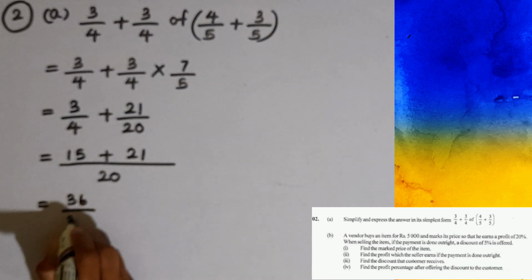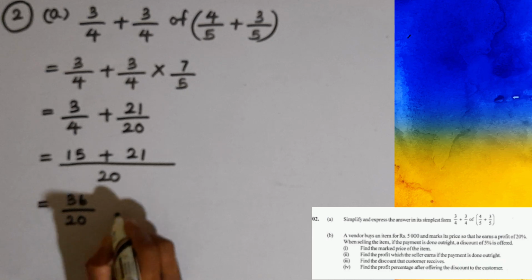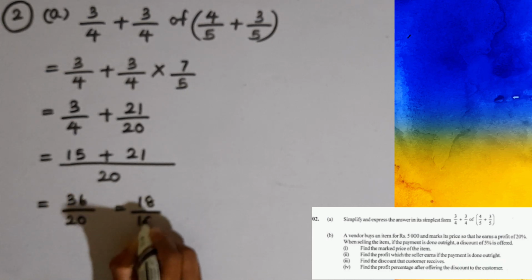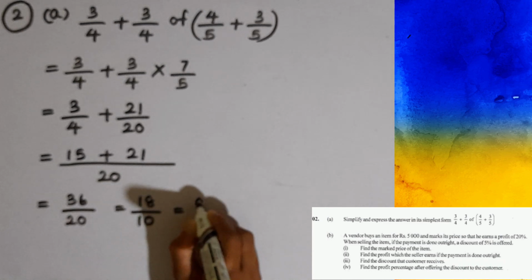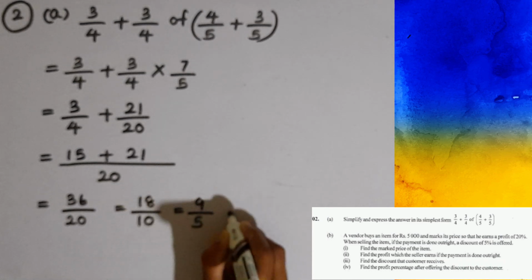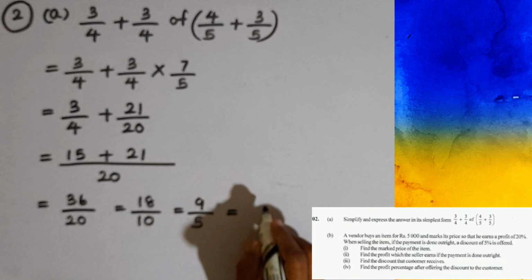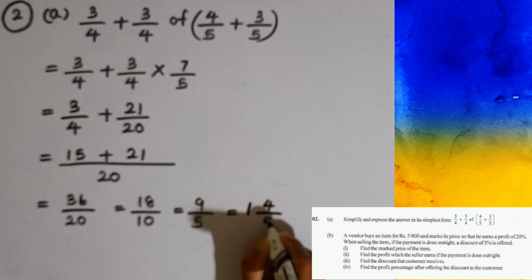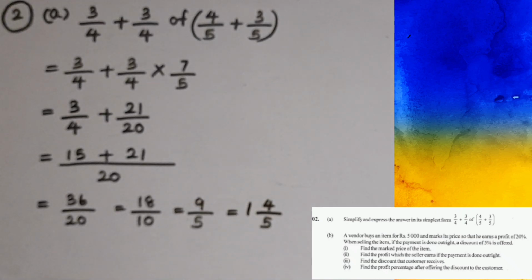36 over 20. Now we can simplify it. That is 18 over 10, equal to 9 over 5. We can represent it as a mixed number. 5 times 1 is 5. Then the remaining is 4. 1 and 4 over 5 is the last answer.